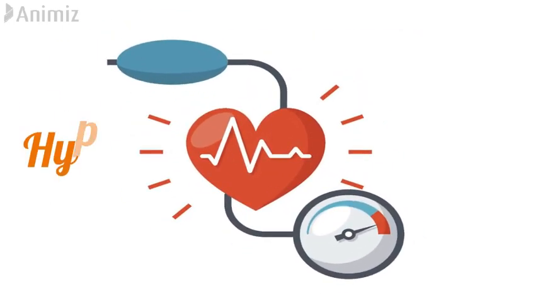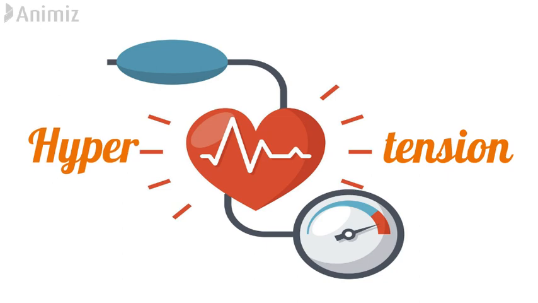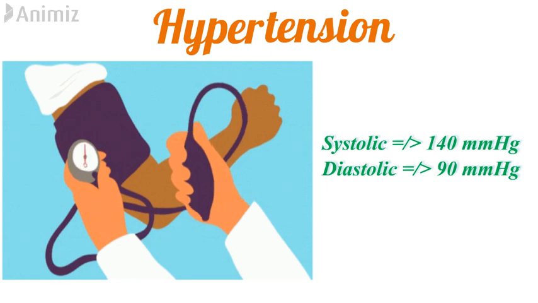Today we will see what is hypertension and we will try to understand the basis of classification of anti-hypertensive drugs. Hypertension is a condition when the systolic pressure is equal to or more than 140 and the diastolic pressure is equal to or more than 90 mmHg.